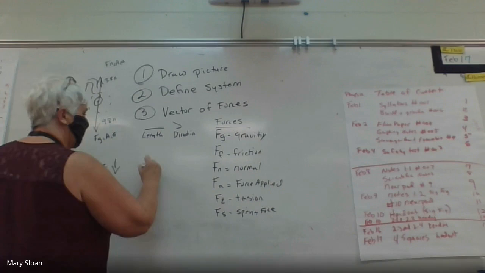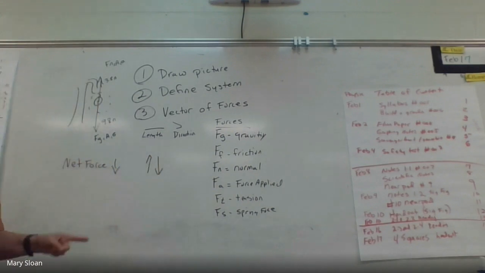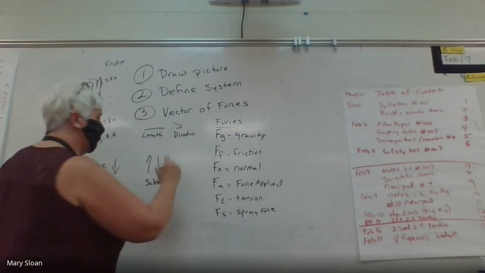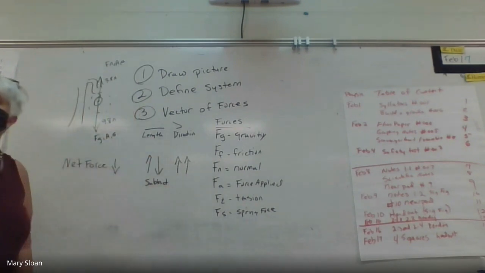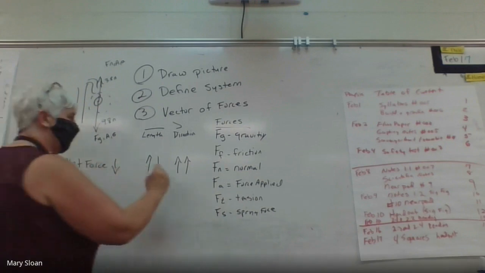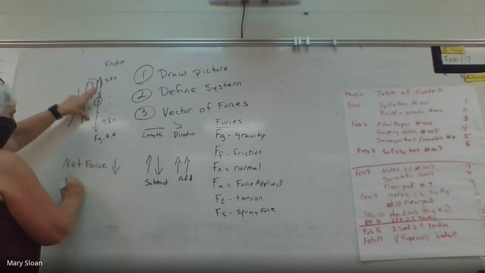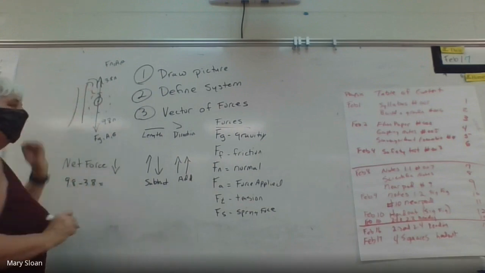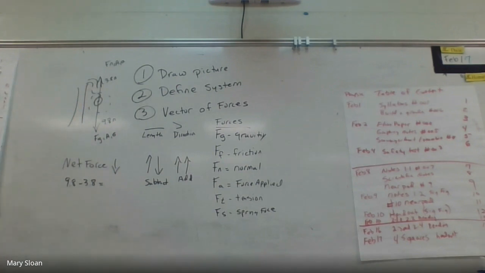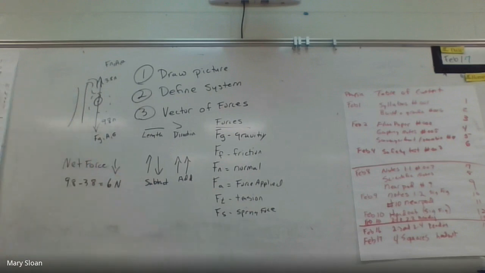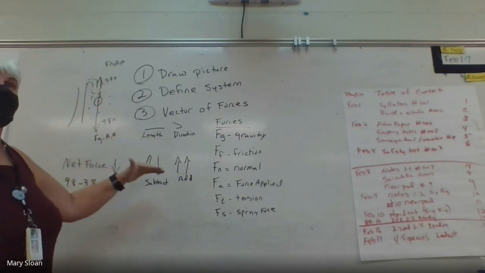If we have forces that are in the opposite direction, what do we do with those? Subtract them, yes. If the forces are in the same direction, what do we do? Add them. So this one's in opposite directions, right? So we would say 9.8 minus 3.8, which is what? 6. 6 newtons going in that direction. Does that make sense to you?